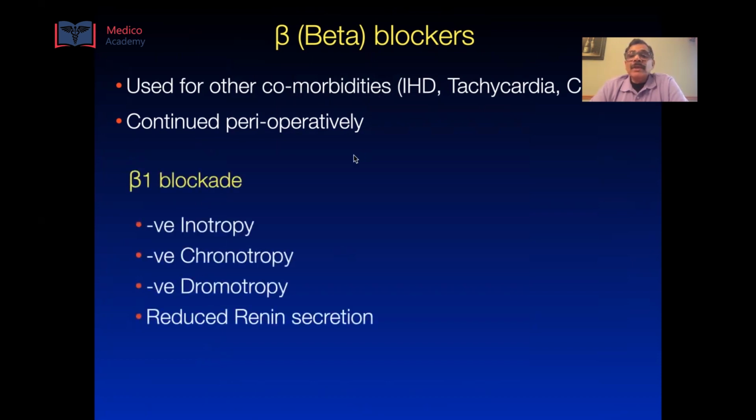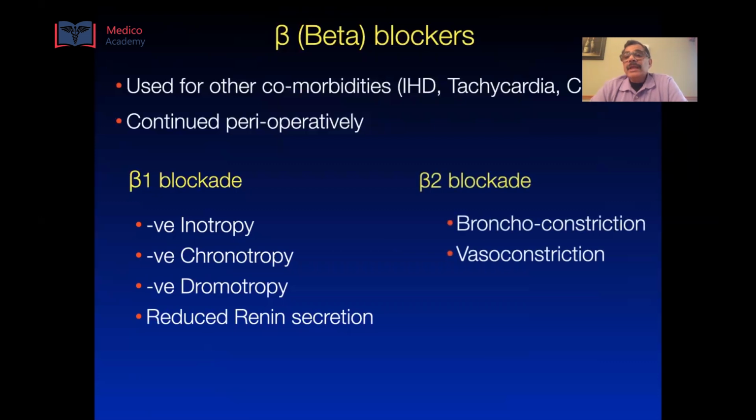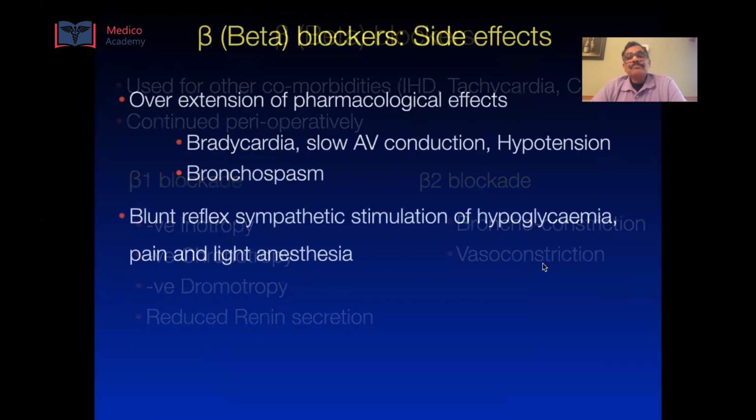If they are very selective only on beta 1 receptors, they cause negative inotropy, decrease heart rate, and they can cause some kind of blocks, and they also decrease renin secretion. If they are non-selective beta blockers, then we know that beta 2 receptors are in the peripheries and in the lungs. So they can also cause bronchoconstriction and vasoconstriction.